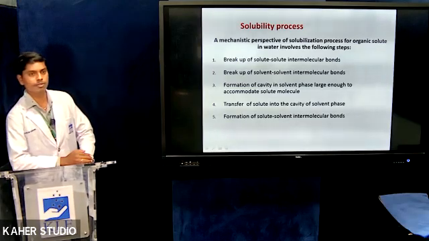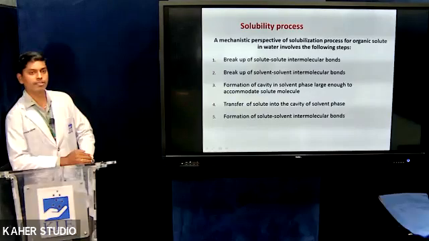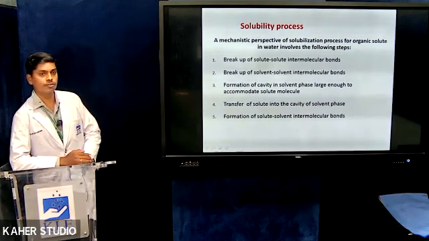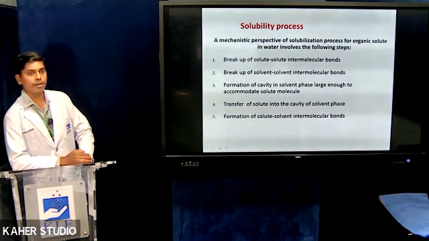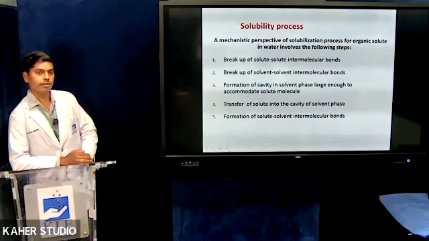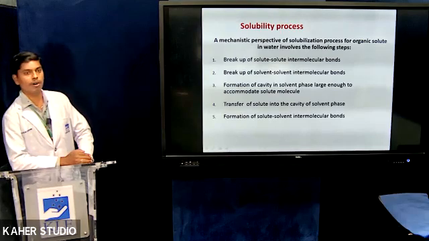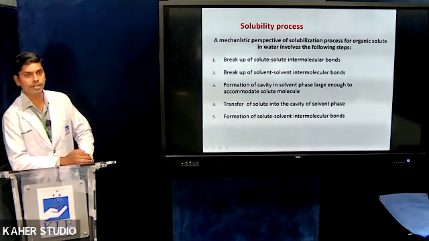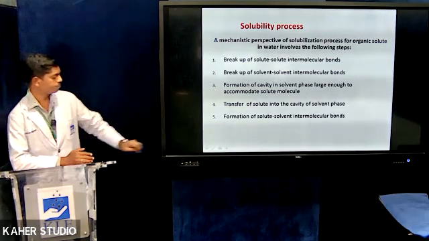In the third step, a cavity forms in the solvent phase, large enough to accommodate the solid molecules. These separated solid molecules then enter the cavity formed in the solvent phase. In the fourth step, the solid is transferred into the cavity of the solvent phase, followed by the formation of solid-solvent intermolecular bonds.